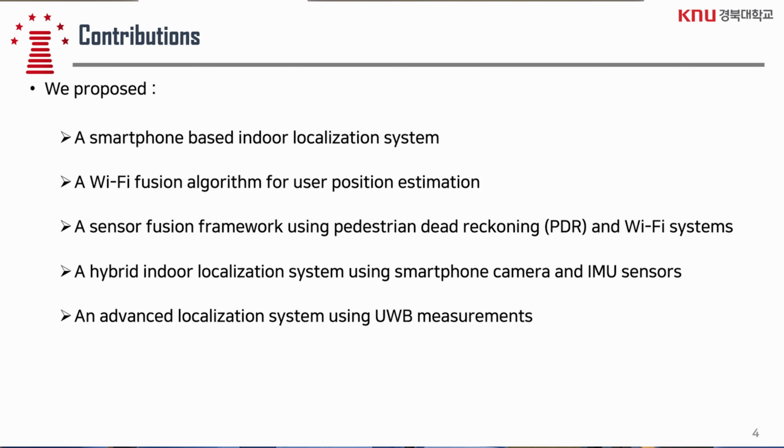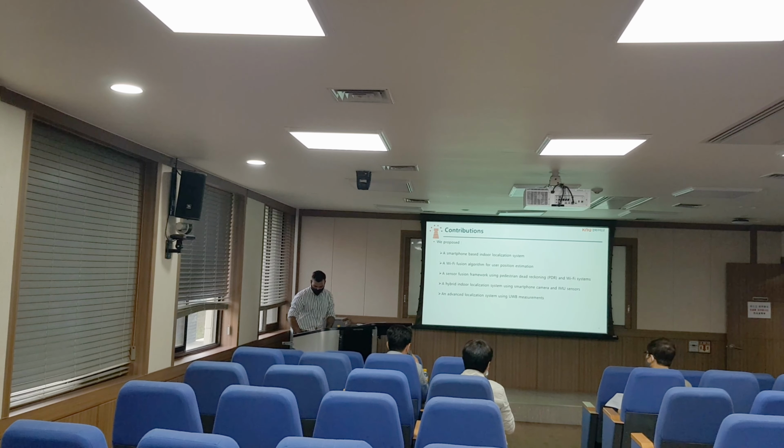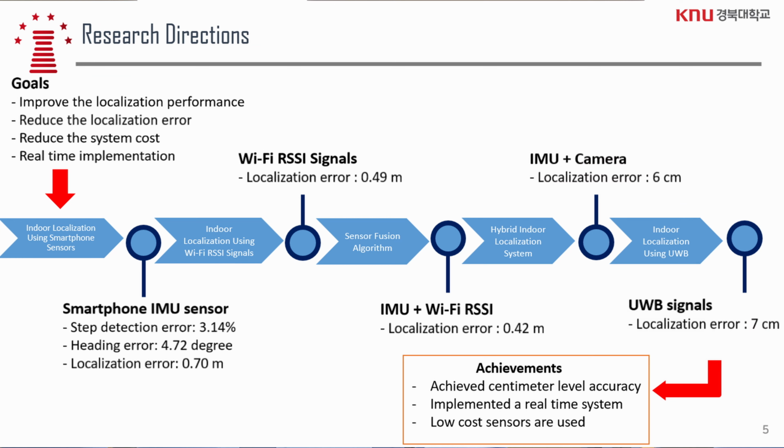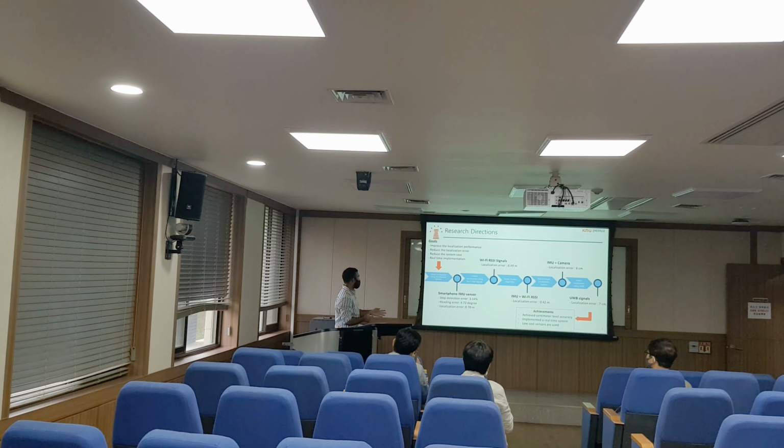But the major problem is privacy issues and processing delay when we introduce the camera sensor. And to get a centimeter level localization result, we used a UWB based localization system. So here is the research direction. Our goals are to improve the localization performance, reduce the localization error, and reduce the system cost and real-time implementation. We started with indoor localization using smartphone sensors.